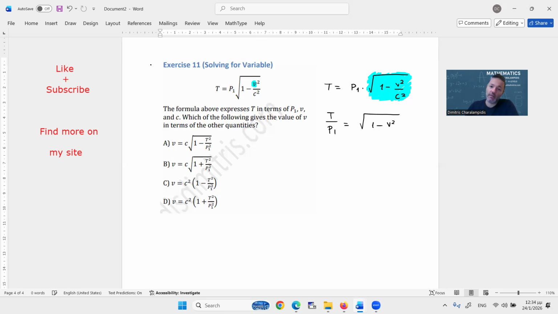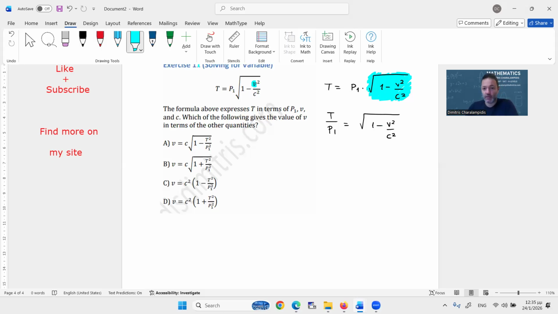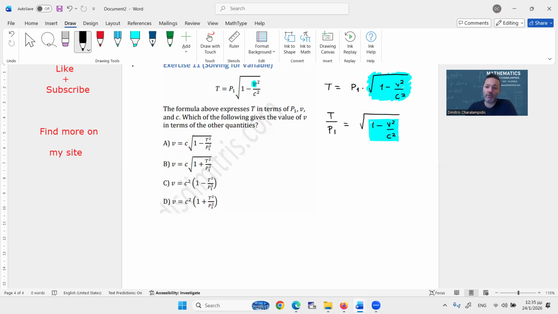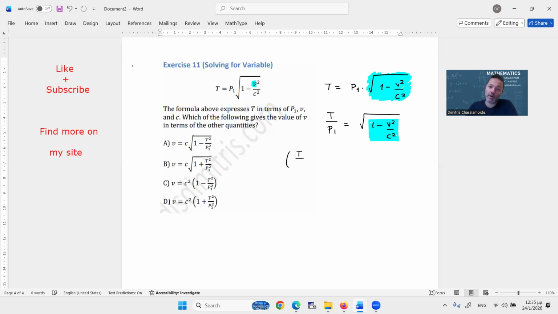And this leads to this. T over p1 is root of 1 minus v squared over c squared. Now I will start getting closer to v, which means that we need to get rid of the root. How can I get rid of the root? By raising both sides to the power of 2. So it's going to be 1 minus v squared over c squared.